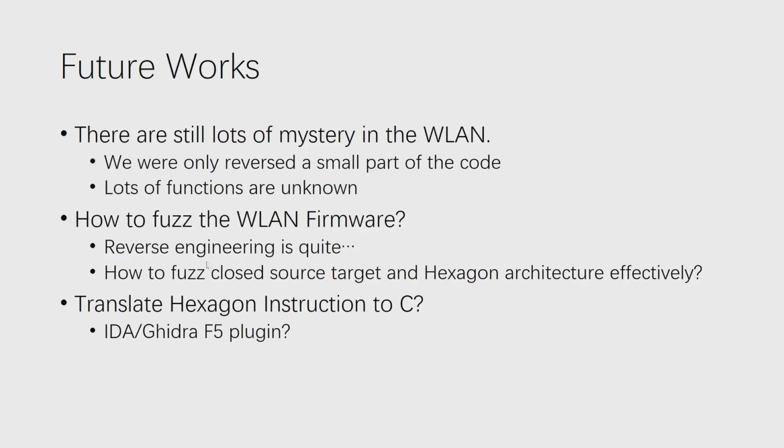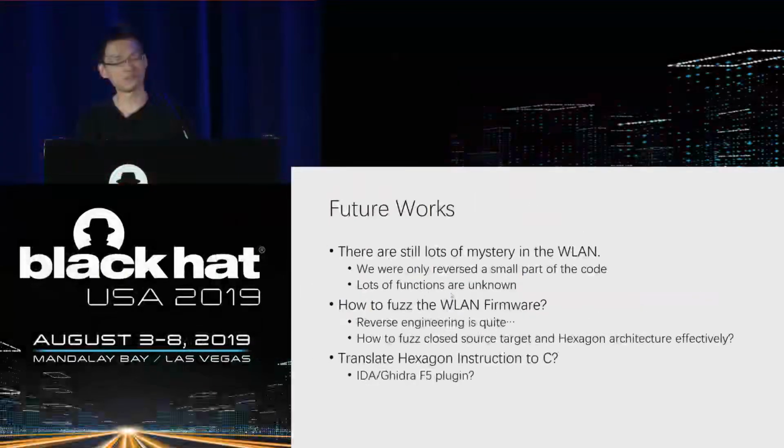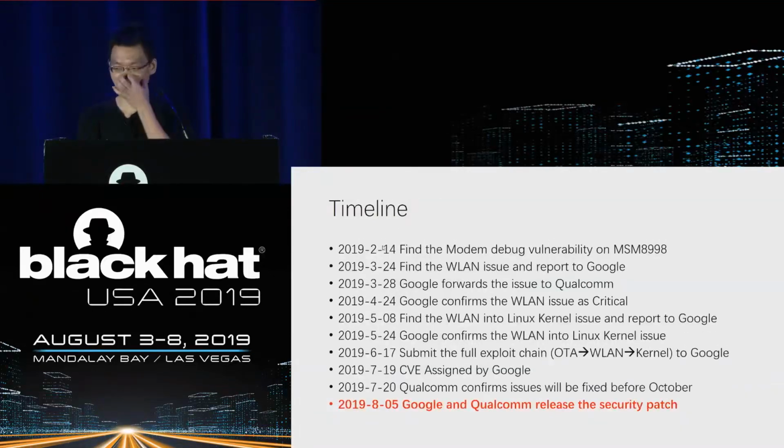For future work, there are still lots of mysteries in WLAN. We only reverse engineered a small part of the code. Lots of the functions of the WLAN are unknown, as well as how to fuzz the WLAN firmware and how to transfer the instruction to the C code, maybe. This is the timeline. We reported the first issue on February the 14th, and Qualcomm and Google responded very quickly. Now these issues have already been fixed in the August security bulletin.